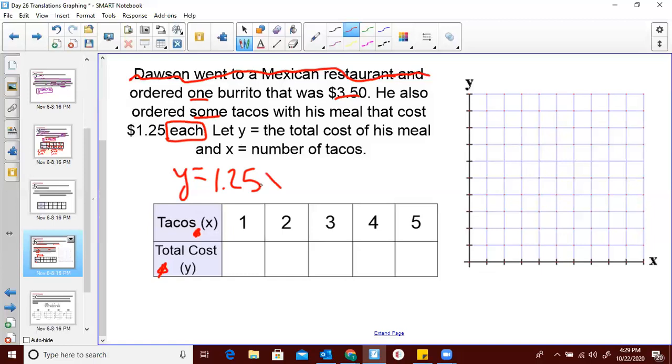Right? So it's going to be $1.25 for each taco. And then we need to add in the one burrito. That's his one-time fixed cost. Even if he got 0 tacos, he still had to pay $3.50 for the burrito because he was definitely getting that. All right, so from here, I'm gonna go to Desmos.